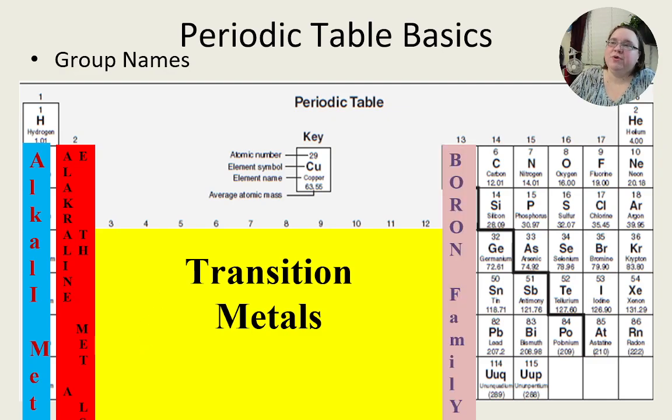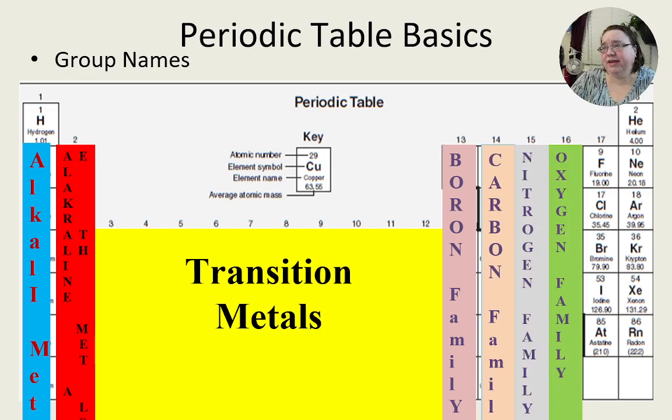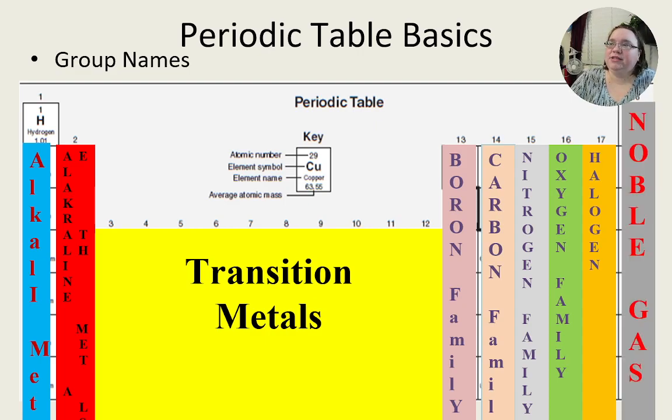Group 13, 14, 15, and 16 are all named after their lead elements. So 13 is the boron family, 14 is the carbon family, 15 is the nitrogen family, 16 is the oxygen family. Those are probably the four that are easiest to remember. Group 17 are my halogens. And last but not least, group 18 is the noble gases.